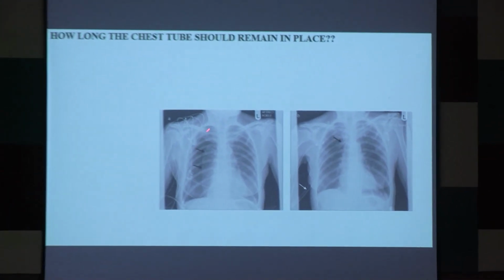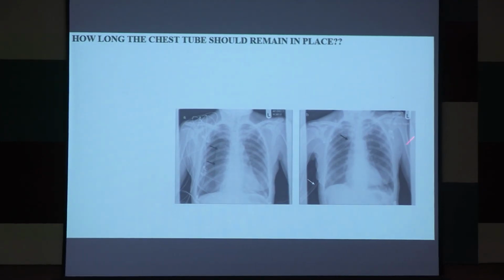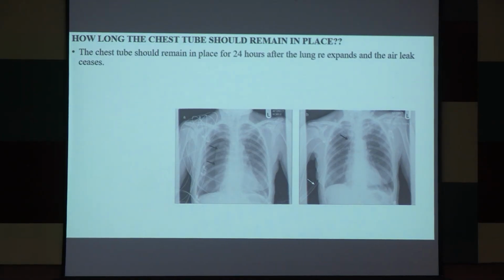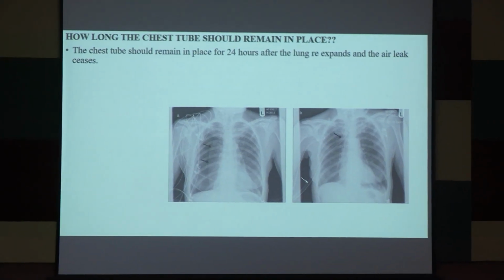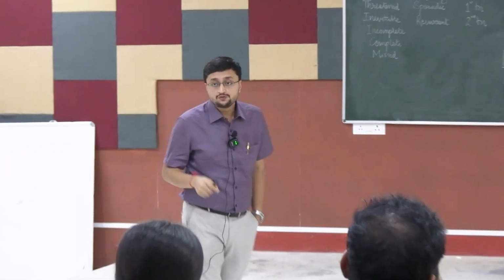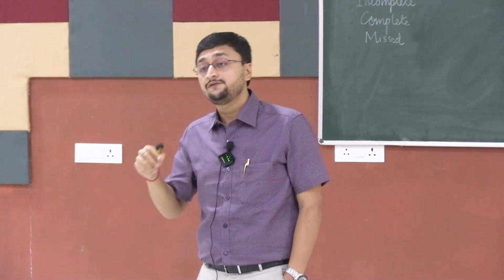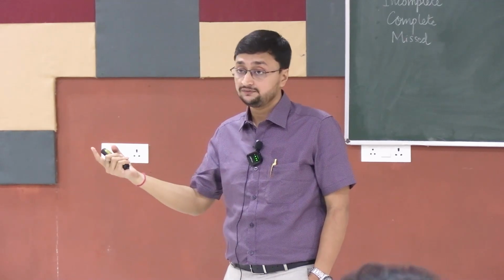So this is pneumothorax before giving ICT, and this is after giving ICT. There is re-expansion of the lung. You can see here this ICT tube, this is ICT. One of the most important questions is how long you should allow the chest tube to remain in place. How long will you say you can keep the chest tube? After full re-expansion, after 24 hours of the full re-expansion of the lung.